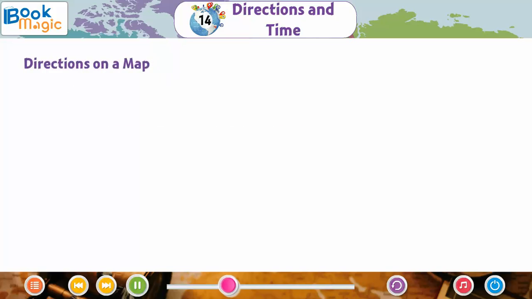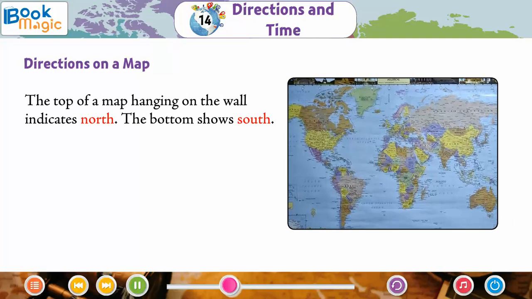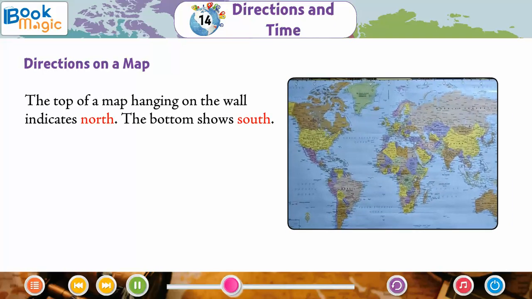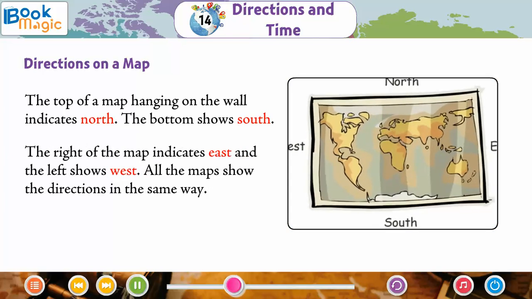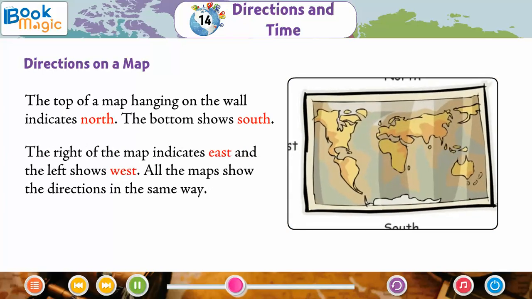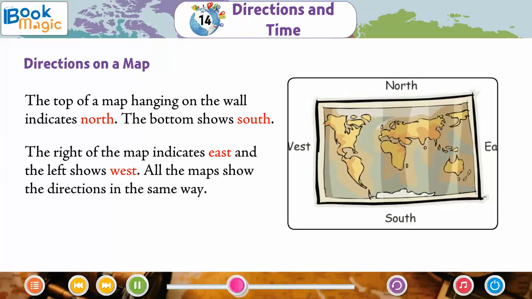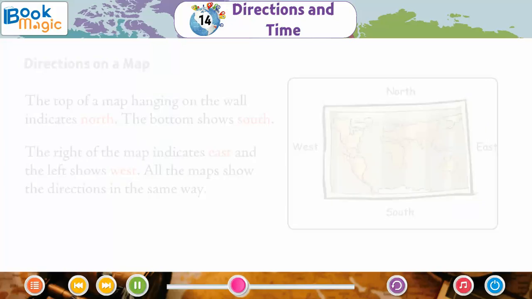Directions on a map. The top of a map hanging on the wall indicates north. The bottom shows south. The right of the map indicates east and the left shows west. All the maps show the directions in the same way.